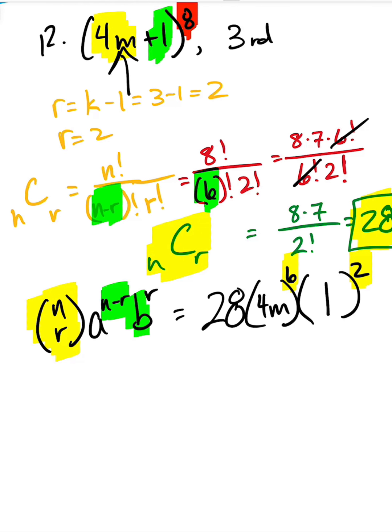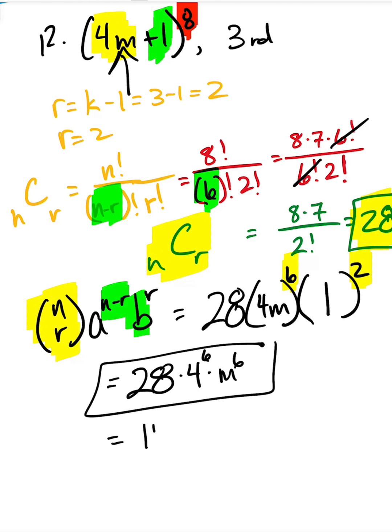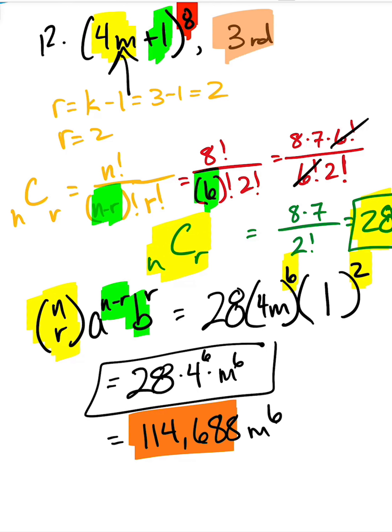Alright, so now what's left is for me to simplify this, and as this simplifies, it's 28 times 4 to the 6th times m to the 6th, and 1 squared, which is just 1, right? So once I simplify this out, I'm going to end up with 114,688 m to the 6th. And so then my coefficient for this particular problem is 114,688. So this is the coefficient for the 3rd term for that binomial.